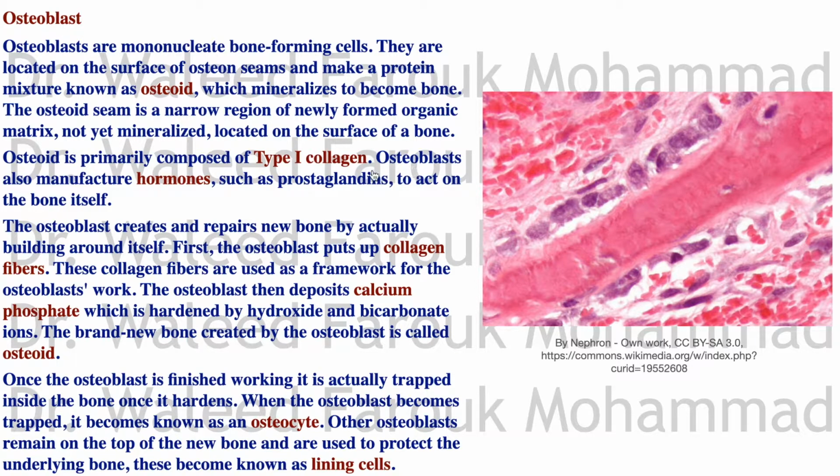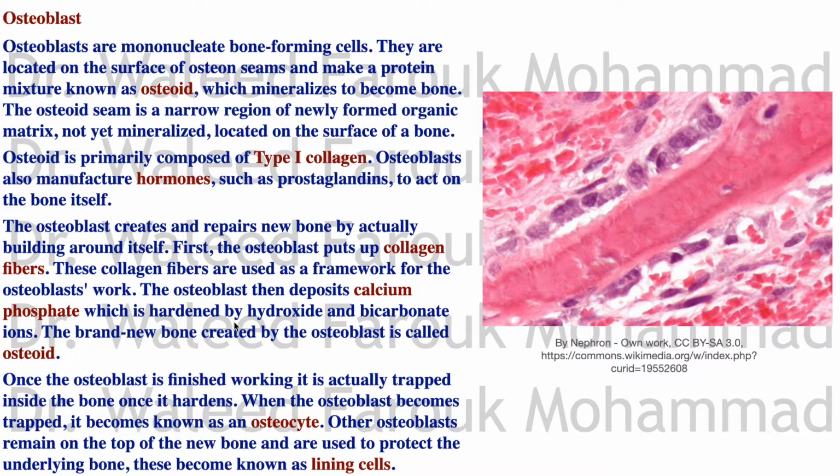Osteoblasts also manufacture hormones, like the prostaglandins, for example, to act on the bone itself. Since they form bone, they are responsible for the repair of new bone by building around themselves. First, the osteoblast puts up collagen fibers around it, and these collagen fibers then deposit minerals like calcium phosphate, which is hardened by hydroxide and bicarbonate ions. The newly formed bone created by osteoblasts is called the osteoid. And this is what happens in healing of fractures.